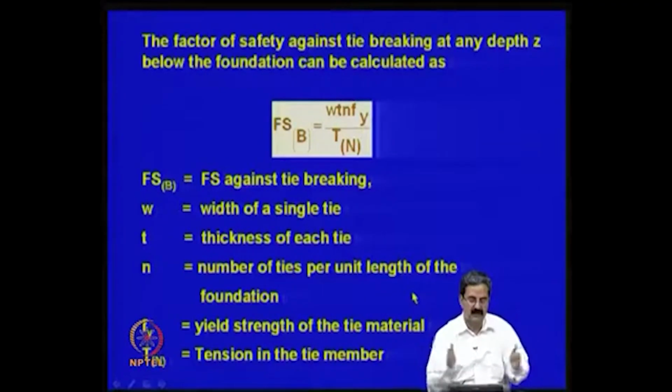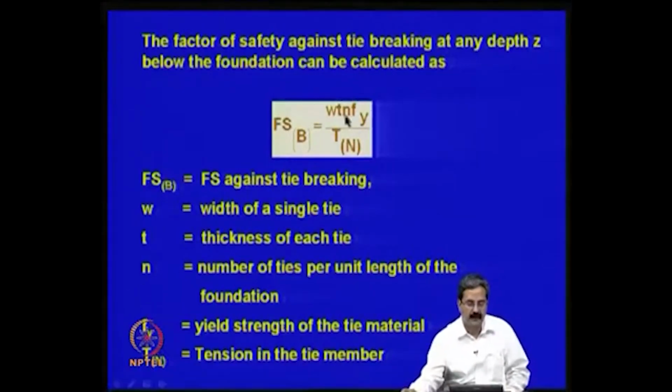Say for example, you have the B width and you have a number of reinforcement elements, which is important, and how do you calculate that? We try to calculate it in terms of the factor of safety.